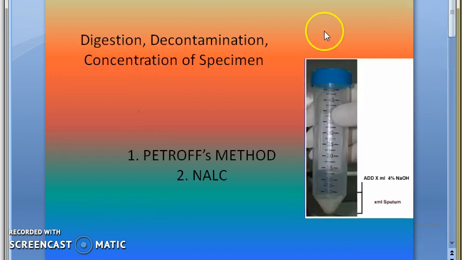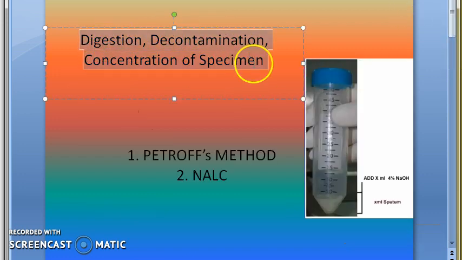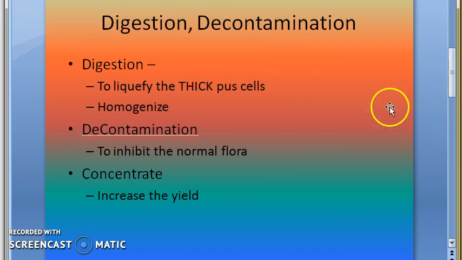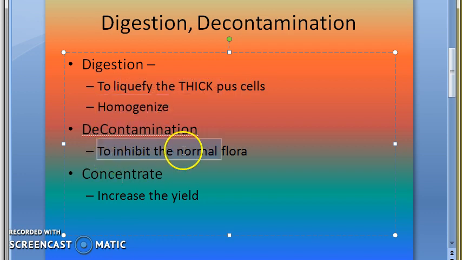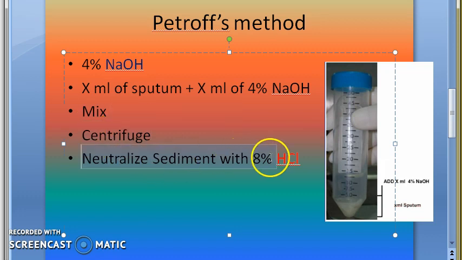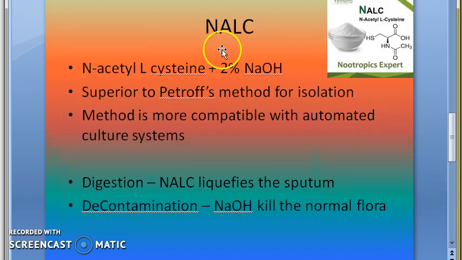Shall we revise now what all we saw till now? Digestion, decontamination, concentration of specimen. There are two important methods, Petroff method and NALC method. You can use either one of them. The main thing we want to do is digest: liquefy thick pus cells and homogenize the sputum. Decontamination: we want to inhibit normal flora, but the tubercle bacilli should not die. Concentration: we want to increase the yield. Petroff's method: you will use equal volumes of 4% NaOH and sputum, mix, centrifuge, take the sediment and neutralize it with 8% HCl, that is acid.